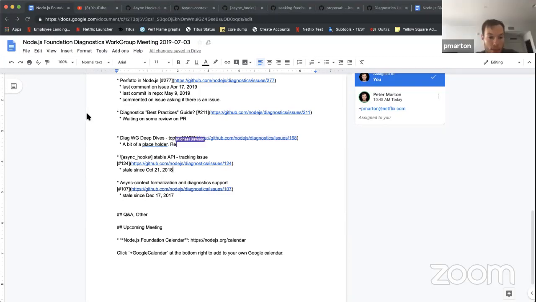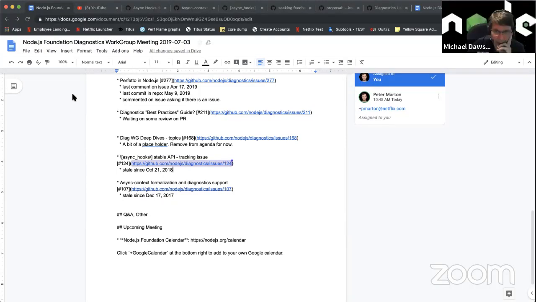The next one is the async hook stable API. This is also a stale issue. I think we all agree that we still want this in Node, but there is not much progress around this. So I'm not sure if we can really discuss it. And I wonder, do we even have a champion for that anymore? I don't think so, right? Yeah, I don't think we have.